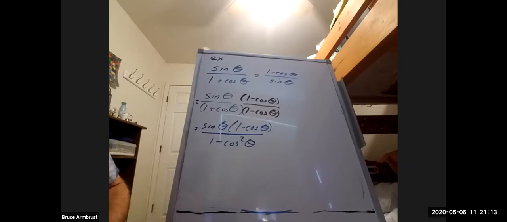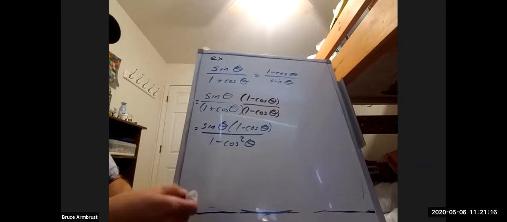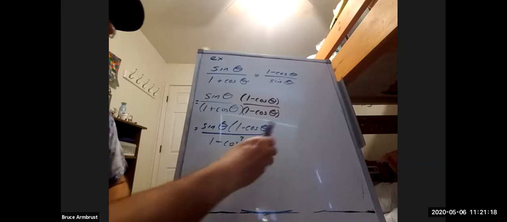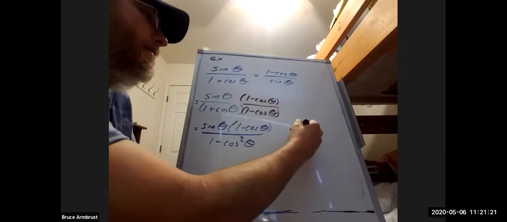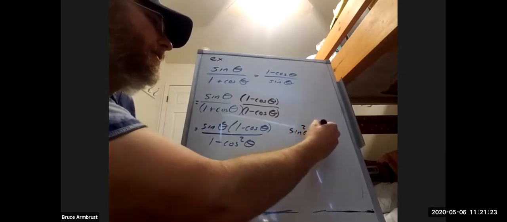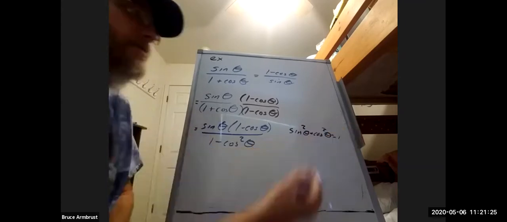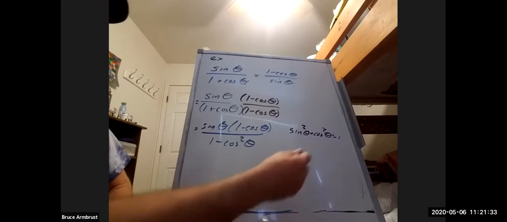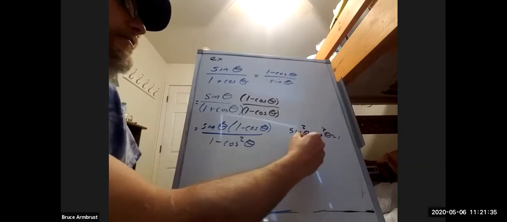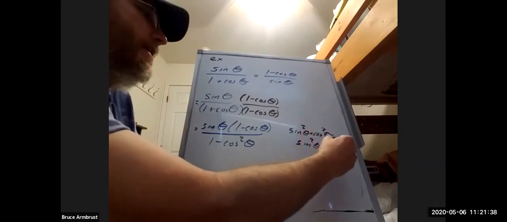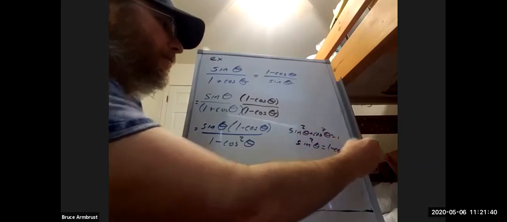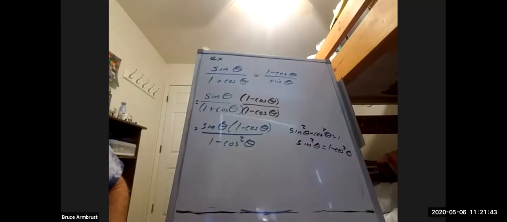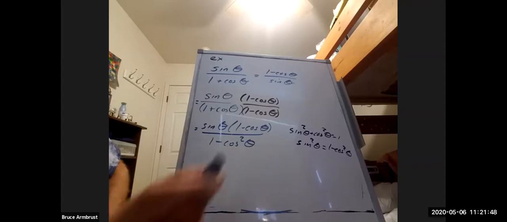How about the Pythagorean? Remember that one? One of the biggies. We've got that sine squared plus cosine squared equals 1. So if I were to rewrite this, move that cosine squared over, I get that sine squared is equal to 1 minus cosine squared. So this bottom, the 1 minus cosine squared, it's actually the same as sine squared.